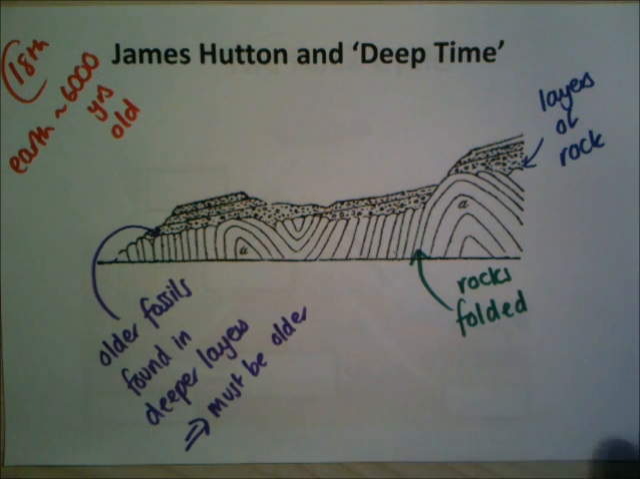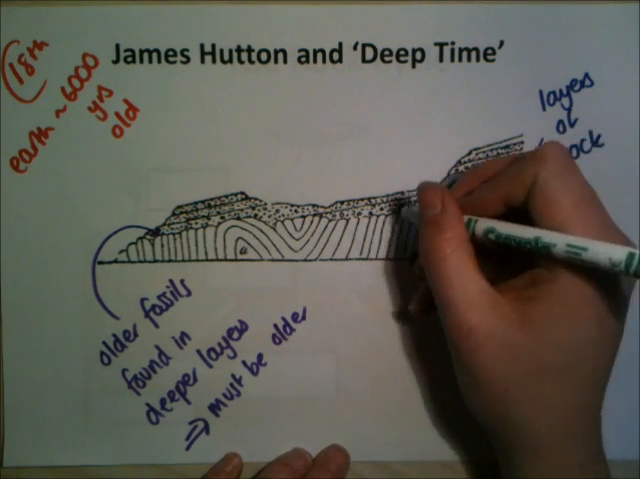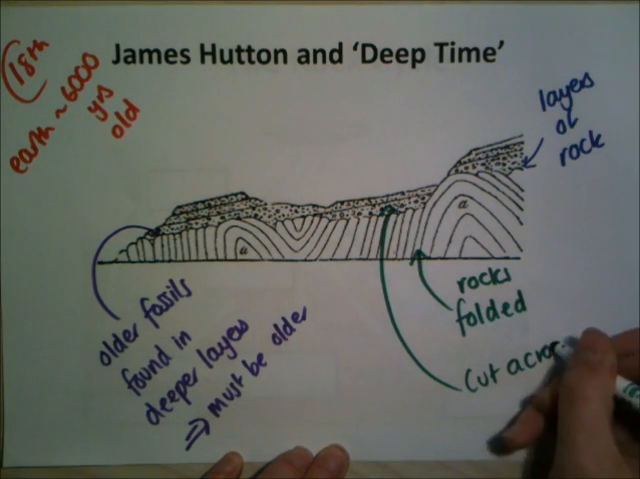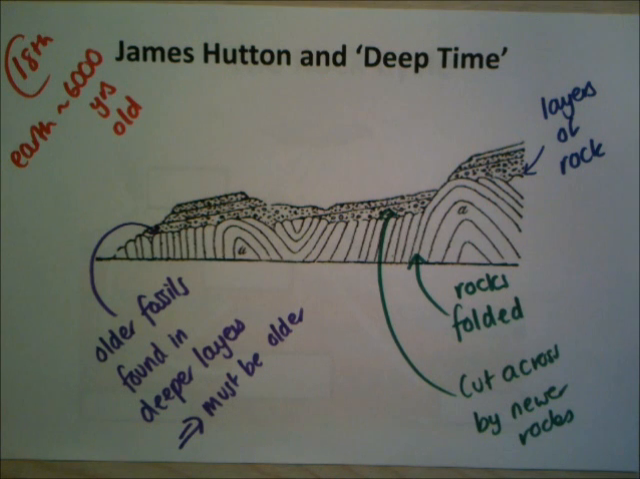These rocks had been folded, and then later on they'd been cut across up here by newer rocks. And we say that's cutting across by newer rocks. And he thought that must mean that these must have folded before these formed. Just in terms of if deeper meant older, then it couldn't have happened the other way around.